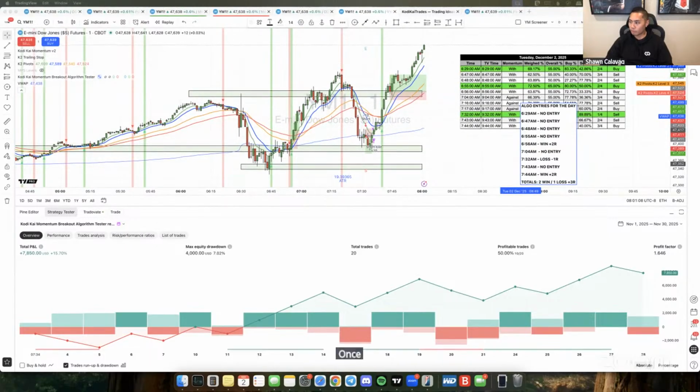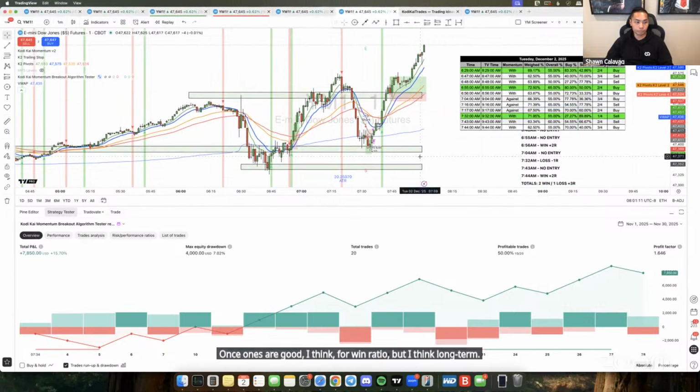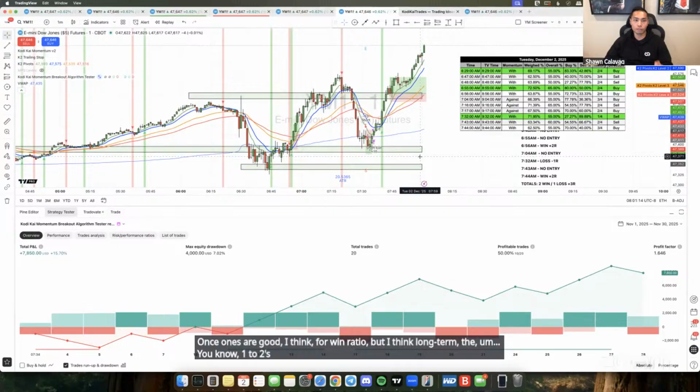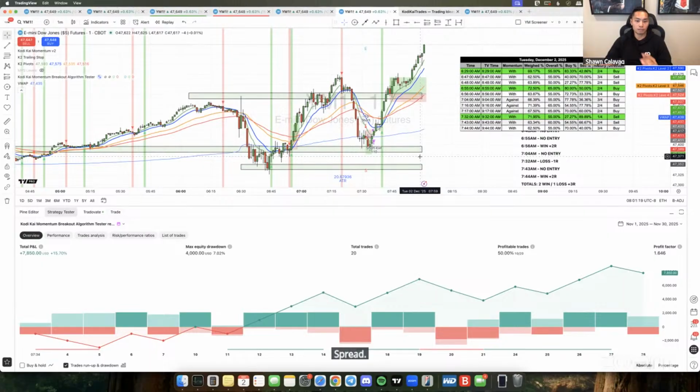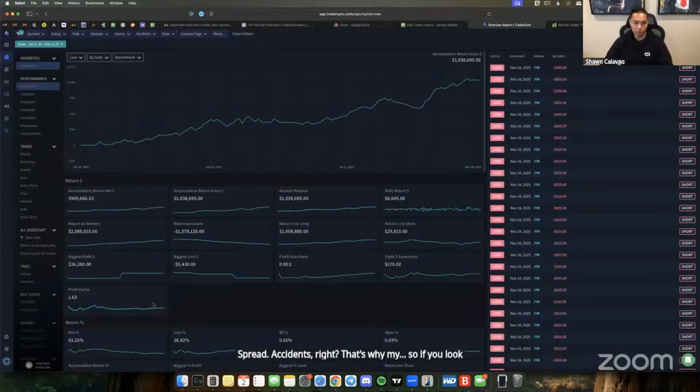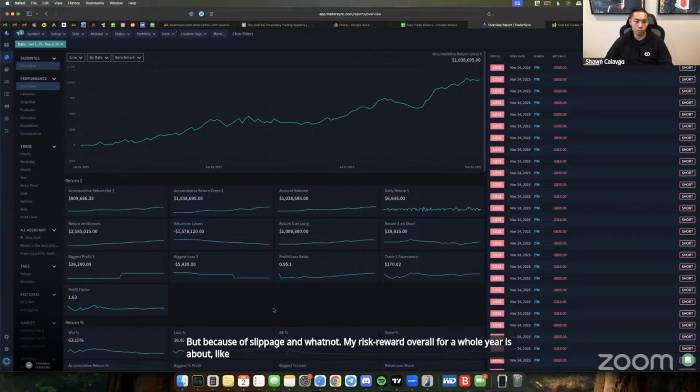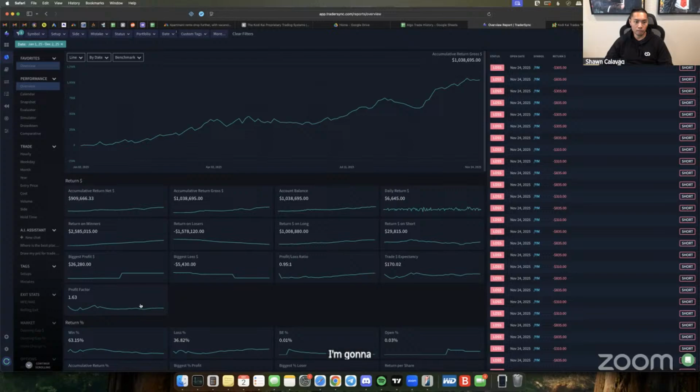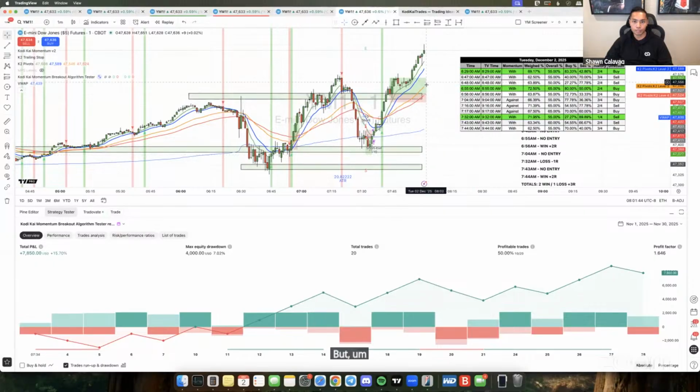1-to-1s are good, I think, for win ratio, but I think long term, the 1-to-2 is going to be more realistic because you got to factor in slippage, spread, accidents, right? So if you look at my profit factor here, guys, if I didn't have slippage or problems where I got out early, this should be above 2. But because of slippage and whatnot, my risk to reward overall for a whole year is about 1 to 1.6. I'm going to try to improve that to make it to 2 next year because we're just going to take trades based off the algo. But I got to adapt with it. Got to make it happen.